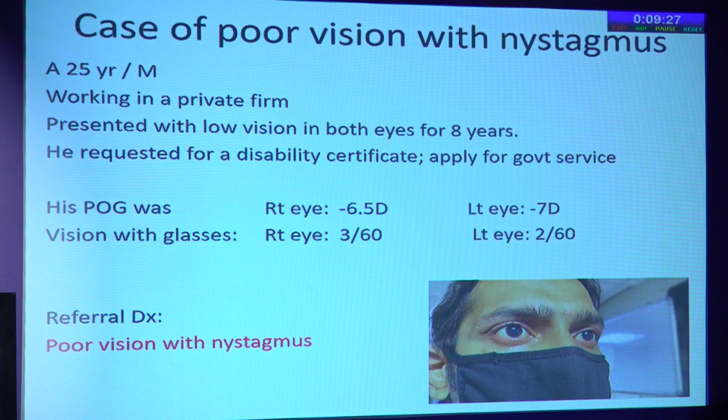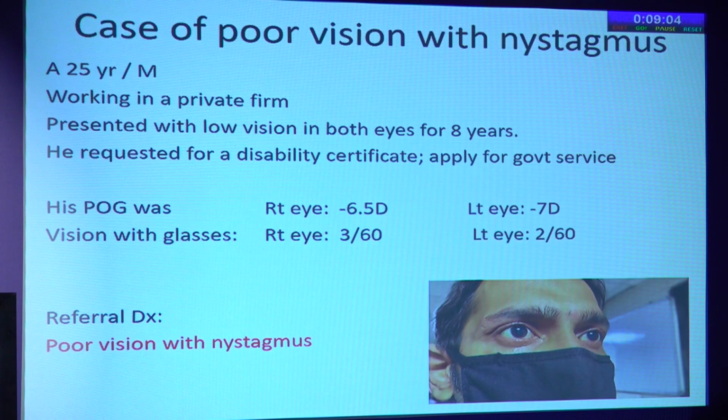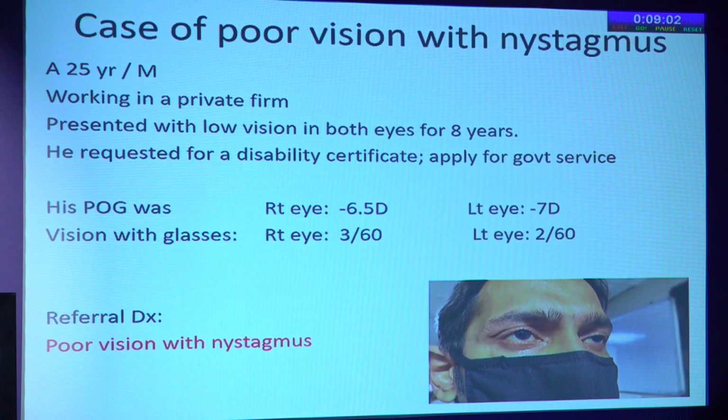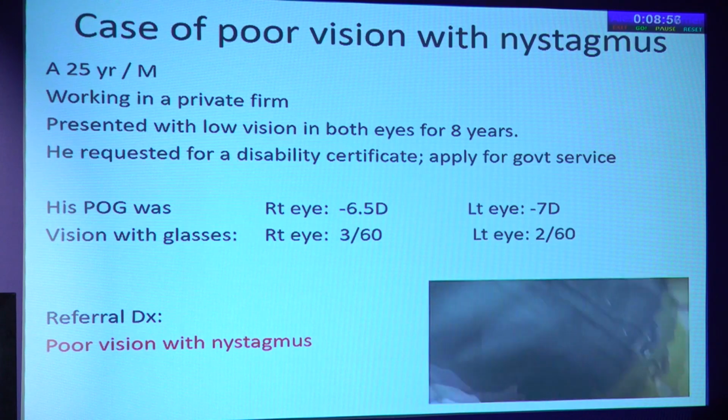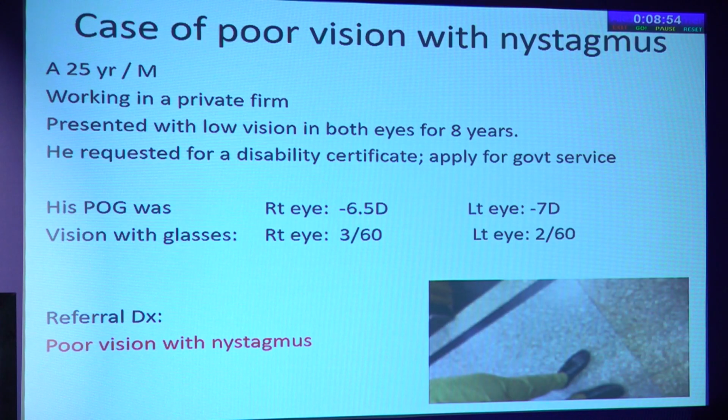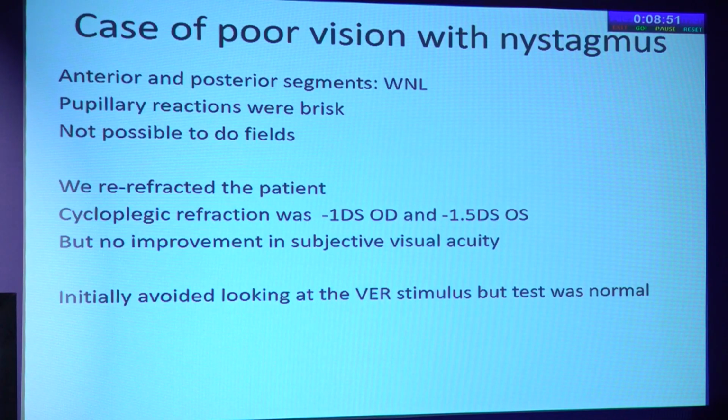Now, this was a 25-year-old person working in a private firm, who presented with low vision in both eyes for 8 years. He was essentially coming for a disability certificate because he wanted to apply for a government job. He had fairly significant high refractive errors, about 2/60, 3/60. He had poor vision with nystagmus. So again, unfortunately, because people don't know what nystagmus really is... I mean, of course, that was not nystagmus, but everything else was normal.